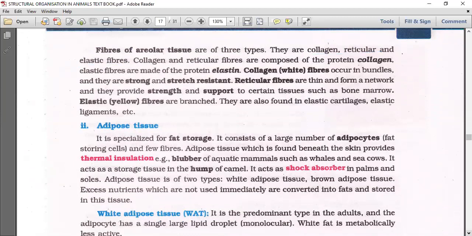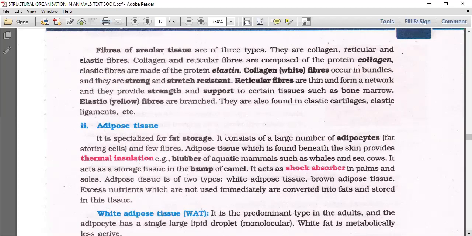The collagen and reticular fibers are composed of the protein called collagen, and elastic fibers are made up of a protein called elastin. Collagen fibers are white in color, arranged in bundles, and they are strong and stretch resistant.